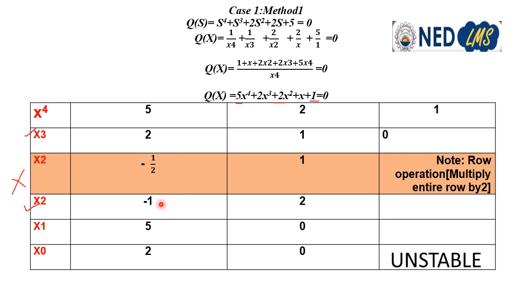So we have completed this table by using the first remedy, and we have seen that there is a sign change in the first column from plus 2 to minus 1, that is one sign change, and then from minus 1 to 5 again there is a sign change. There are two sign changes in the first column, therefore the system is unstable.